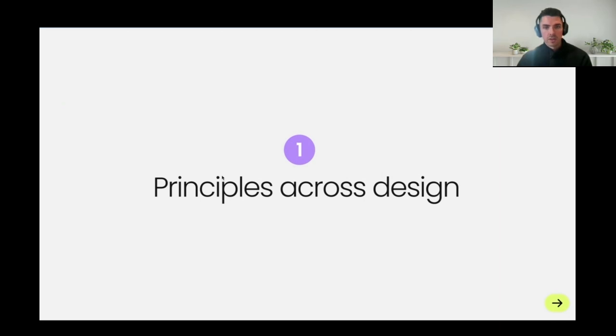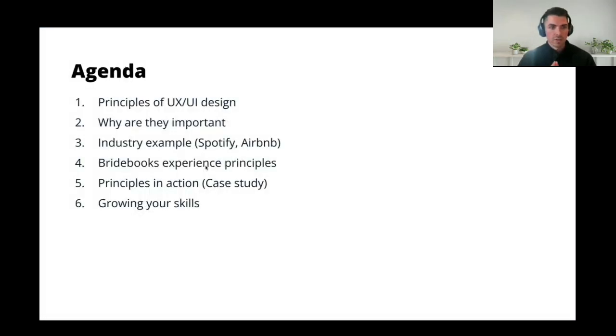Into principles across design. So today we're going to go across 6 different areas in particular. The first one, we're going to start with what are the principles of UX and UI, and why are they important. We'll go through some industry examples of Spotify, and then we'll go through a bit of a case study of how we use them at Pridebook and applied them to certain features, so quite hands-on. And then we'll just finish off today with a bit of Q&A and a little bit more detail on some of the courses that we offer.